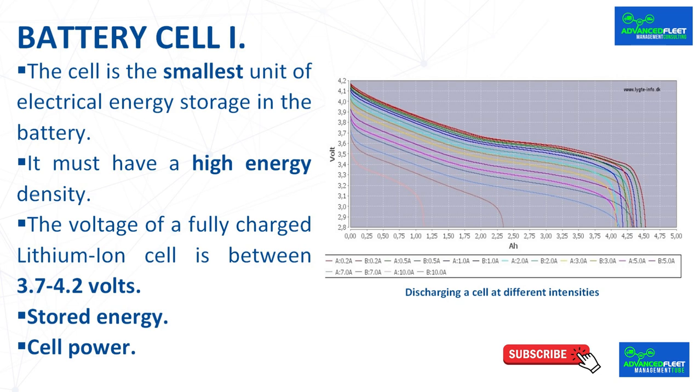The power delivered by a cell at a given moment is as simple as multiplying voltage by intensity, but we must also take into account the limitations imposed by the chemistry and internal structure of the cell.